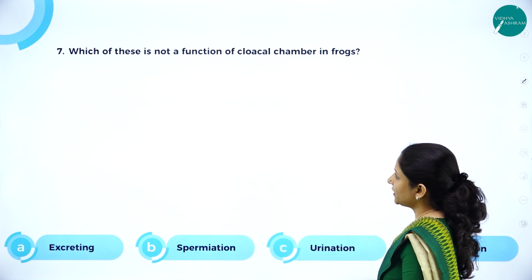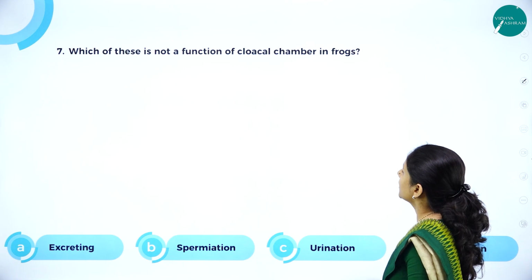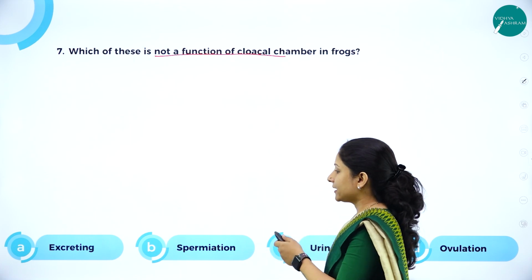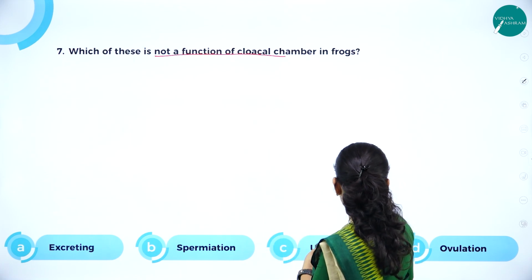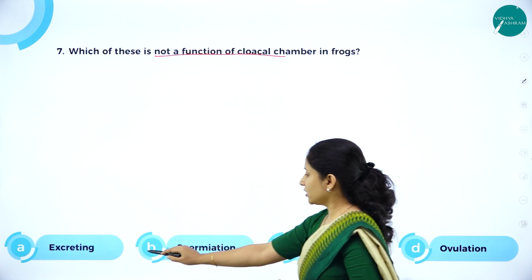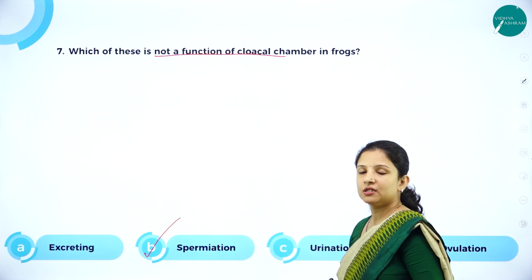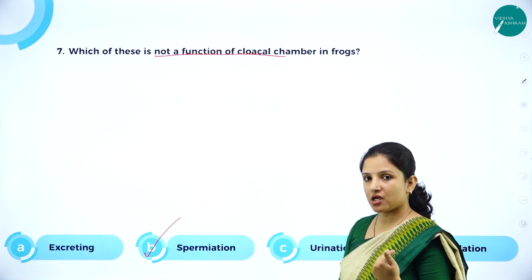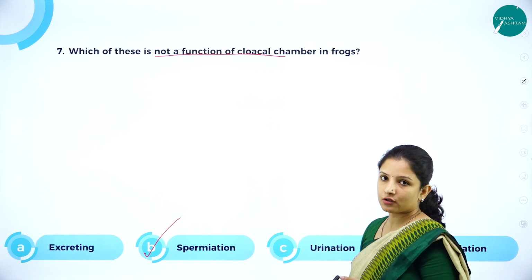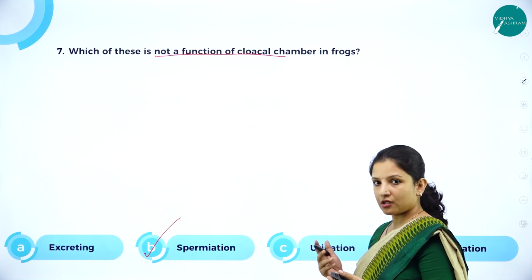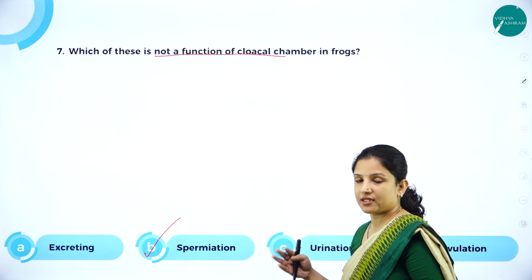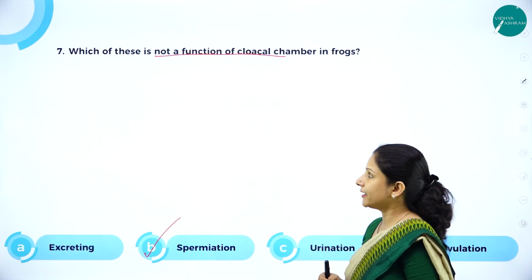Next question. Which of these is not a function of cloacal chamber in frogs? Excreting, spermiation, urination, ovulation. So here it is spermiation, because they do not produce sperms. The production of sperm is called spermiation, which is done by the testis. So therefore spermiation is not a function of the cloacal chamber. Of course it carries the sperms to the cloaca, but it doesn't produce sperm. So option B is the right answer here.